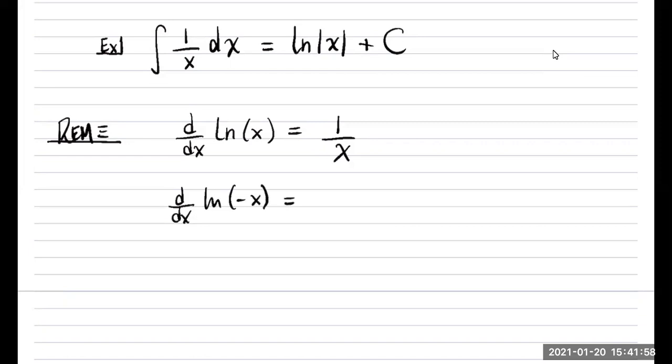Okay, now for this one, I'm going to need the chain rule. Okay, right? There's a composition. You don't have just x in there, you've got negative x. So by the chain rule, the derivative of the logarithm of negative x is the reciprocal of negative x, times the derivative of negative x, which is just negative 1.